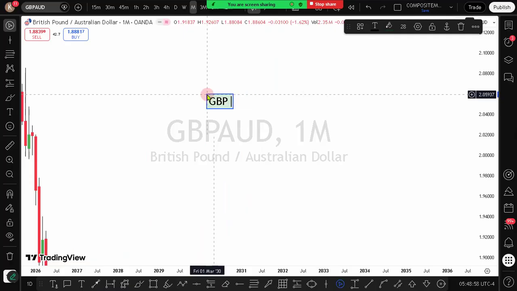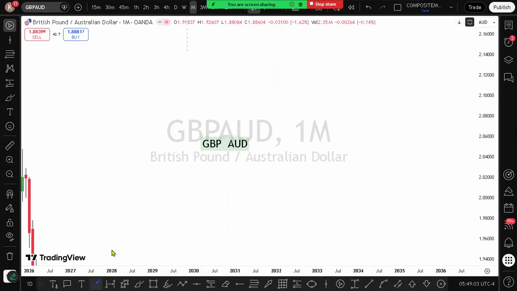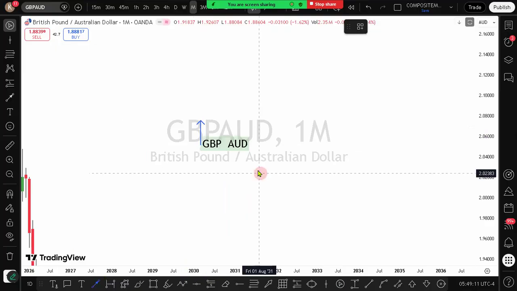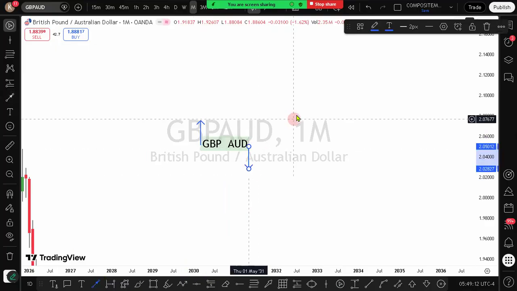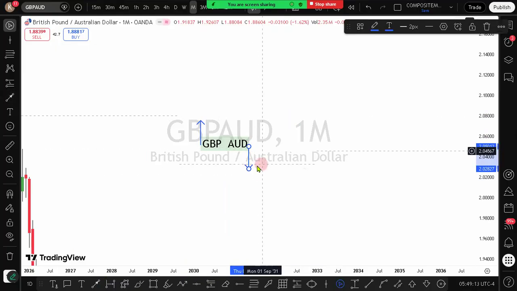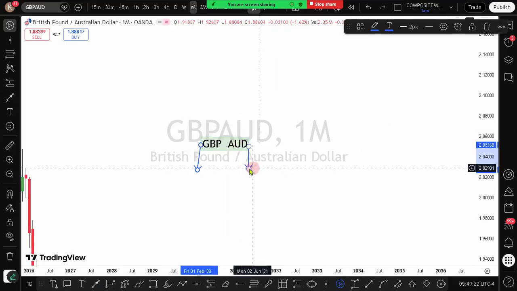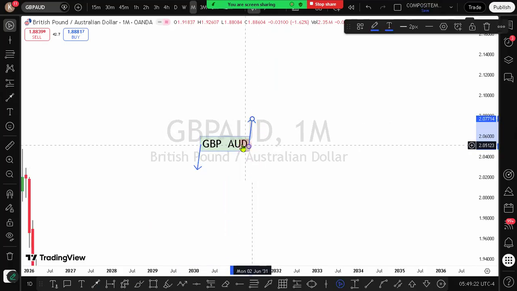GBP AUD. For us to go long on the pound, we need fundamentally, not according to RSI or this short-term news, a strong pound, and again, we need the weak Australian dollar. If we get the pound strengthening against the Australian dollar, then we get a rally. But also, if you get the weak pound and a strong Australian dollar, then on the chart we get a drop.